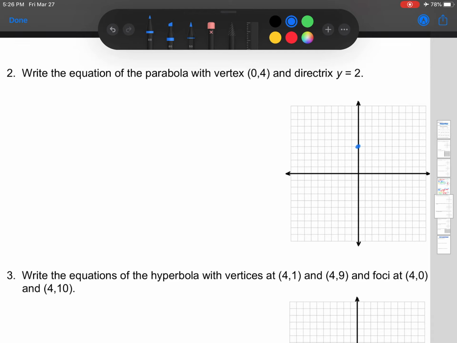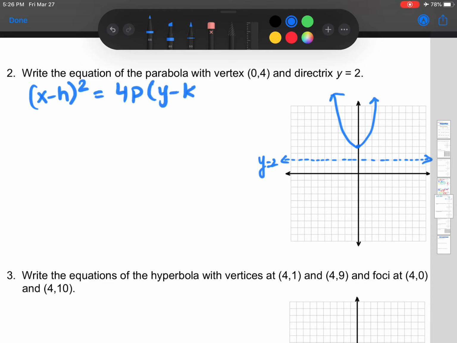And the directrix is y equals 2. Remember, y equals is a horizontal line. So your parabola is definitely going to open up. If it opens up, you know the equation is going to have x squared. So we're going to write that equation: (x minus h) squared equals 4p(y minus k). What do I need to write the equation? I need my h and k, and I need my p.